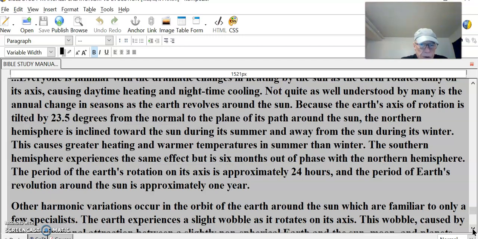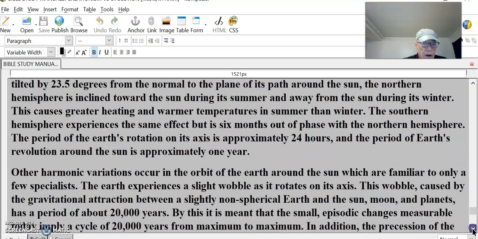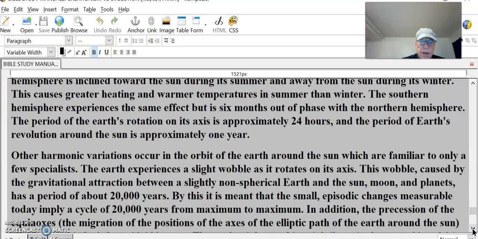The period of the Earth's rotation on its axis is approximately 24 hours, and the period of Earth's revolution around the sun is approximately 1 year. Other harmonic variations occur in the orbit of the Earth around the sun, which are familiar to only a few specialists. The Earth experiences a slight wobble as it rotates on its axis. This wobble, caused by the gravitational attraction between a slightly non-spherical Earth and the sun, moon, and planets, has a period of about 20,000 years.